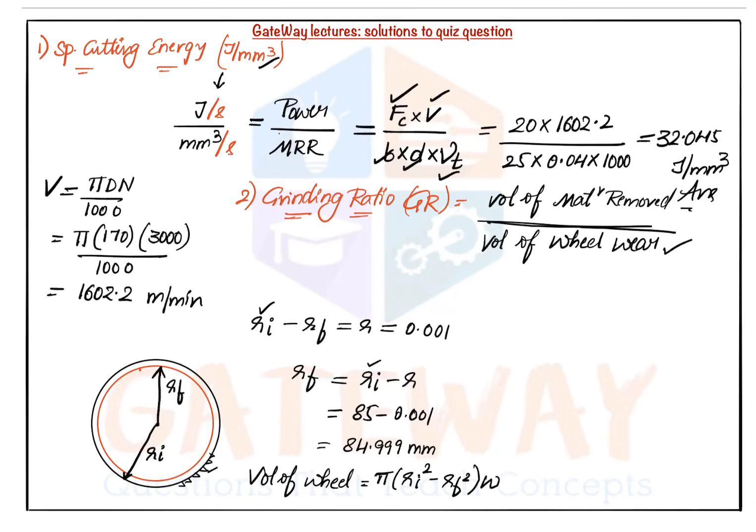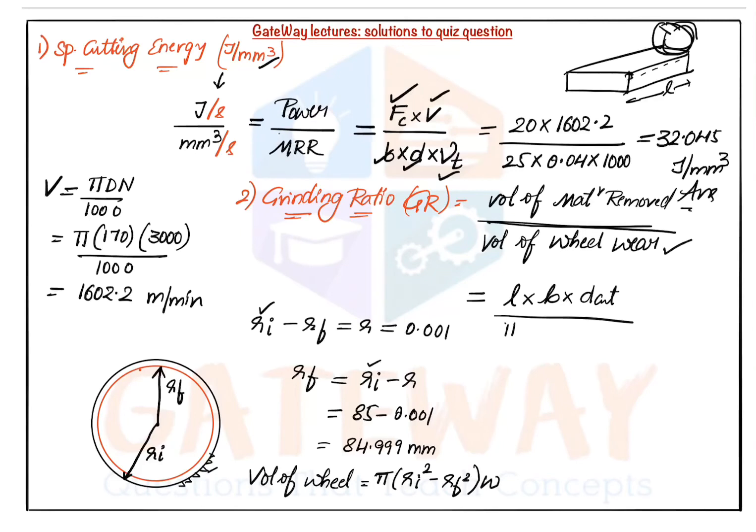Now we'll calculate the volume of material removed. Volume of material removed is nothing but length of the workpiece. So we'll perform grinding on some workpiece, right? It will have some length, it will have some width, nothing but equal to the width of the grinding wheel. Here is our grinding wheel. This is our length of the workpiece, and we'll obtain some depth of cut using the abrasives. So the volume of material removed is nothing but length into width of the workpiece into depth of cut.